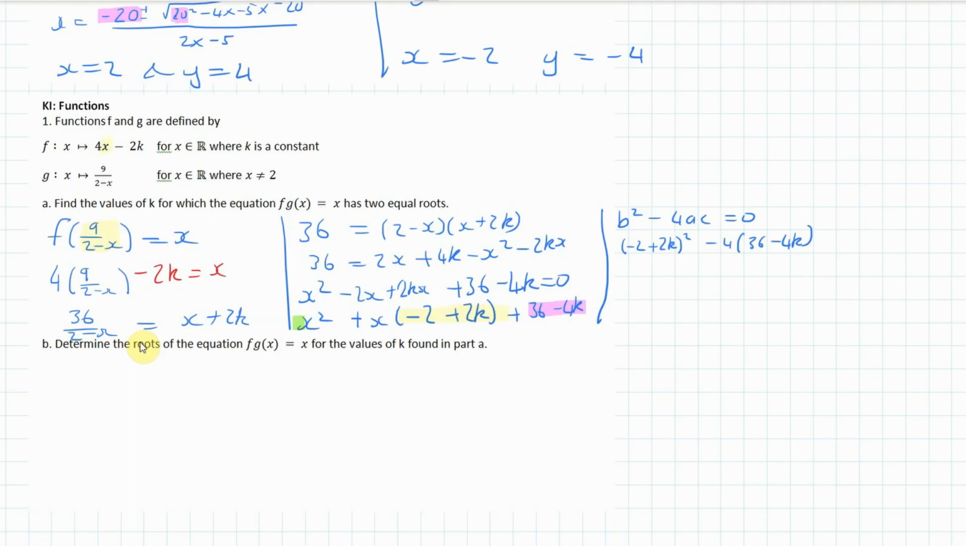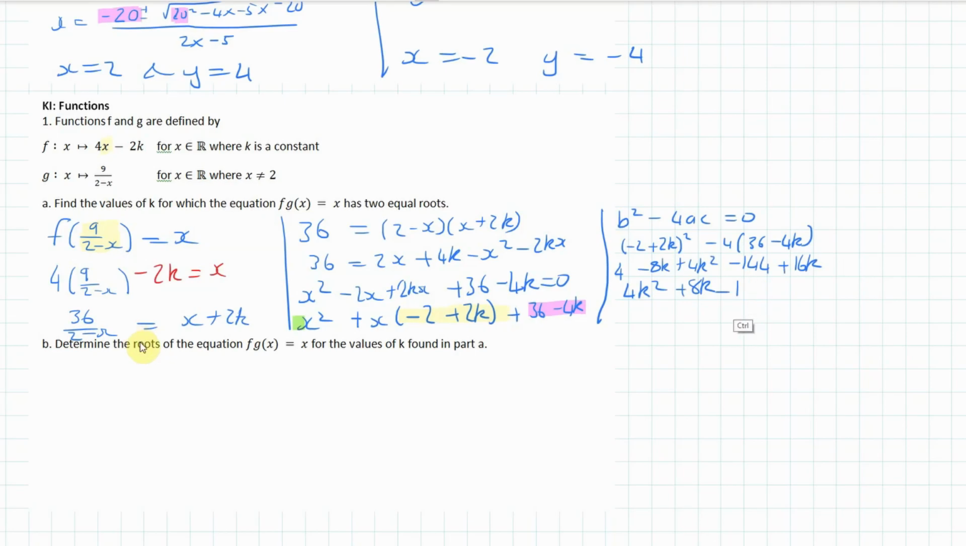Well, we'll get 4 minus 8k plus 4k squared, 36, 72, is that 144? Minus 144 plus 16k. Okay, and then we just gather it all together. So we got 4k squared plus 8k minus 140.